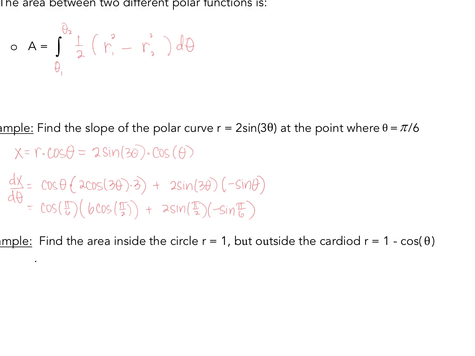So the cosine of pi sixths, okay, that'll be rad 3 over 2. The cosine of pi halves is 0. So great, this whole part right here is all going to be 0. And then the sine of pi halves is 1, and the sine of pi sixths is 1/2. So all that simplifies down to 2 times negative half, or negative 1. So that's my dx d theta.